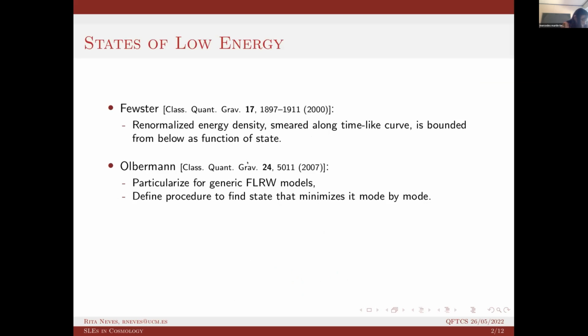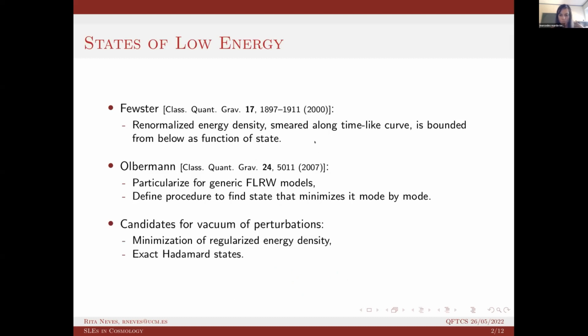States of low energy were introduced by Olbermann in this work in 2007, which is actually based on an earlier result by Fewster, who showed that the renormalized energy density, when smeared along a time-like curve, is bounded from below as a function of the state. In other words, there is a state that minimizes this quantity. So Olbermann particularized this result for generic FLRW models for cosmology and defined a procedure to find this state that minimizes this quantity by minimizing it mode by mode.